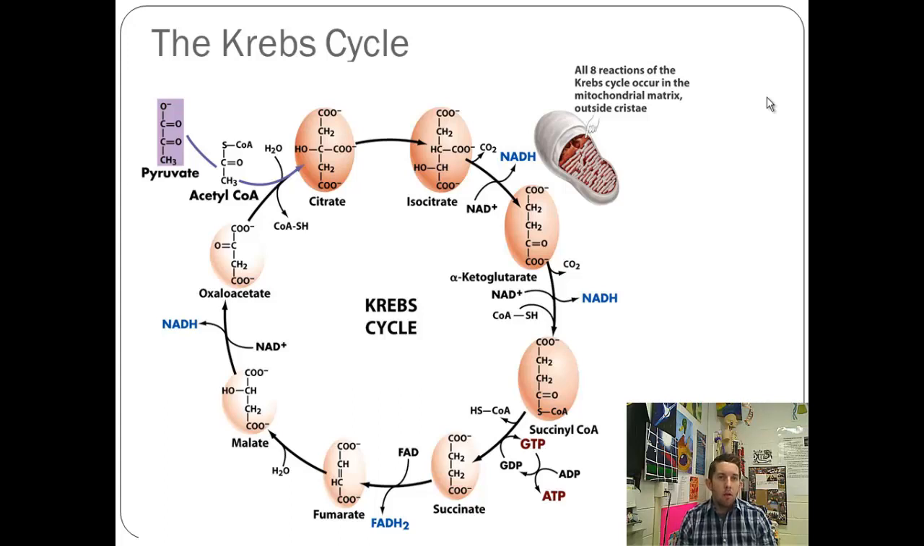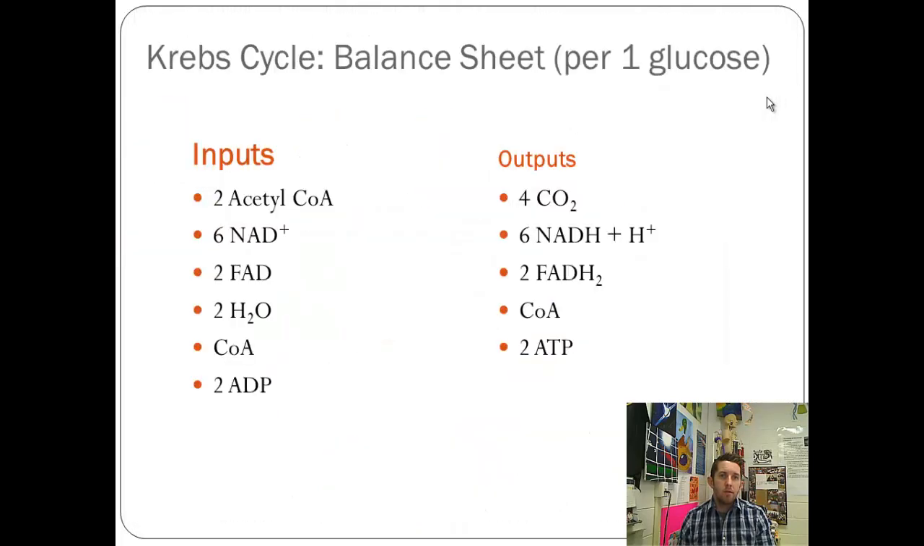Recall, let me repeat myself. For every glucose, there are 2 acetyl-CoA. This Krebs cycle is going to spin twice for every glucose, because there are 2 acetyl-CoA that need to go in. So let's look at the inputs and outputs. First, let's look at the outputs. This is per 1 glucose, as I just said, so it's going to be 2 spins. In 1 spin, we lost 2 CO2. So in 2, we're going to lose 4.